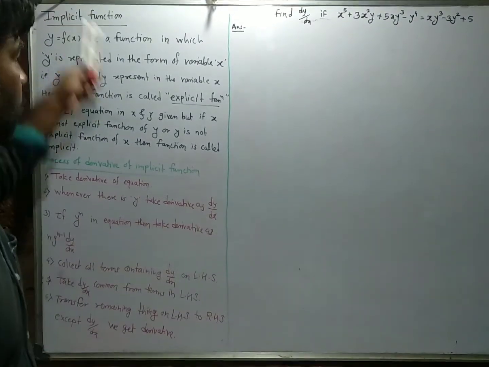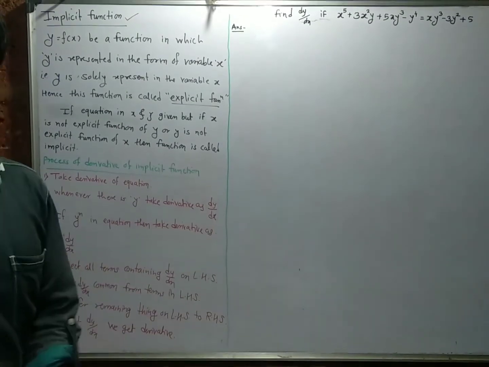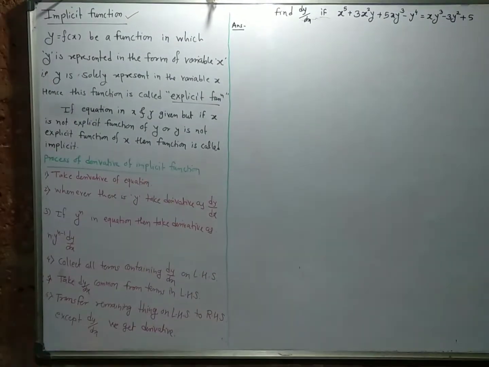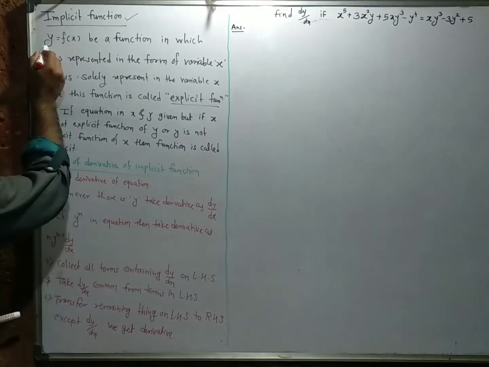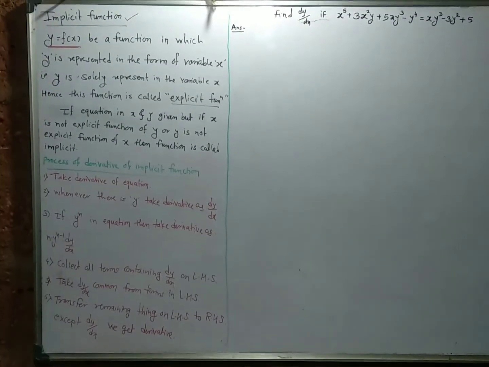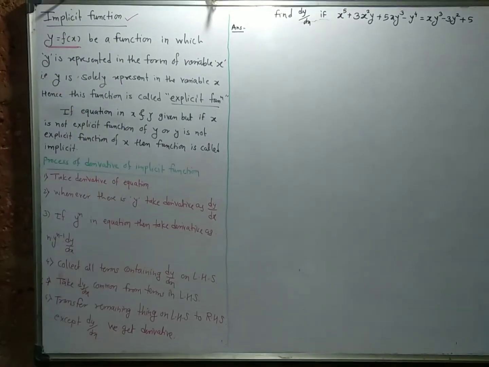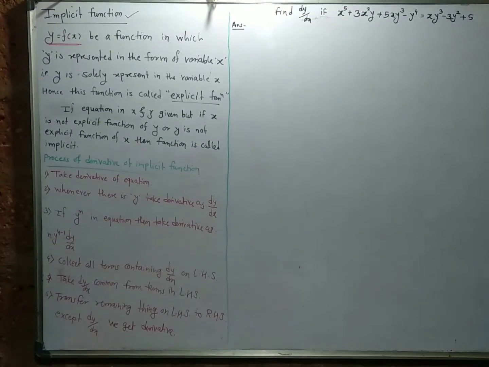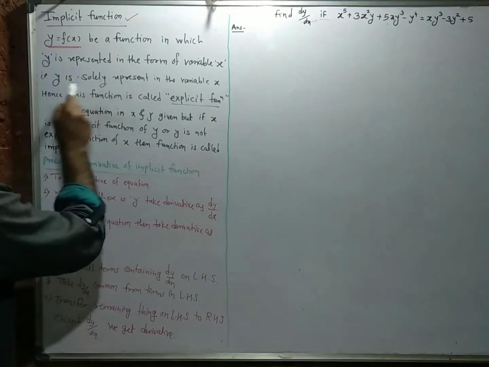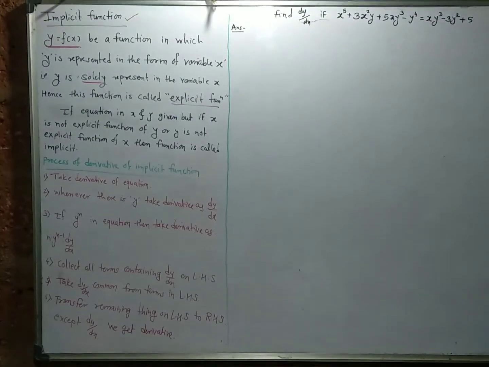Right now we are going with the implicit function. We are going with a number of functions which are present in the form of y is equal to f of x, inside which y is given in the form of variable x. That means y is solely represented in the form of variable x.